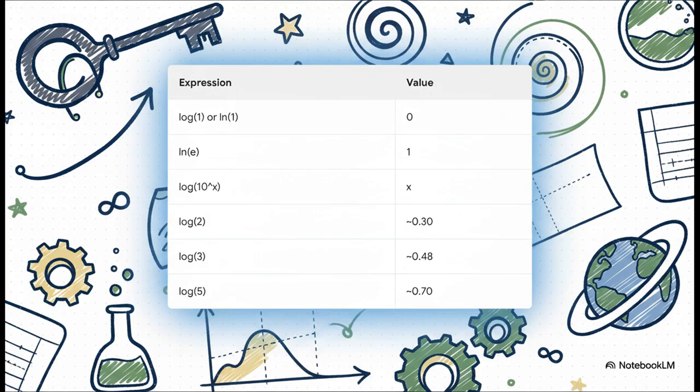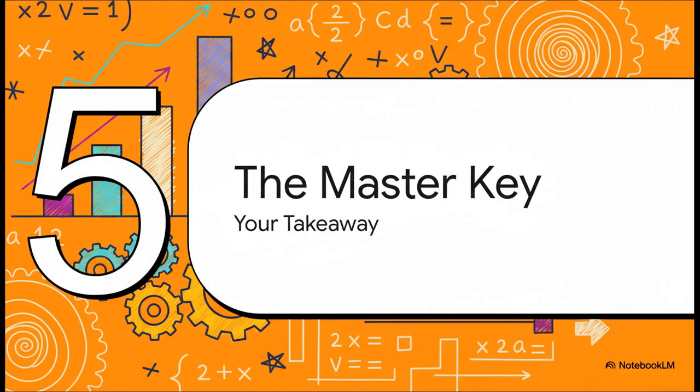Just look at some of these. The log of 1 is always 0, doesn't matter what the base is. And check out these cool relationships. The natural log of its own base, e, is just 1. And the common log of 10 to some power, it's just that power. And having those rough values for the logs of 2, 3, and 5 memorized, super helpful for doing quick math in your head. So, we've gone through what they are, where they're used, and how to use them.